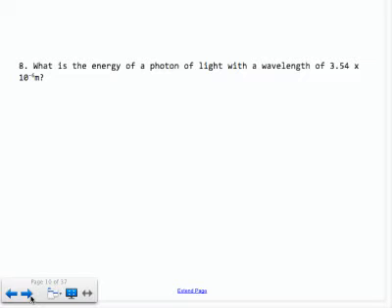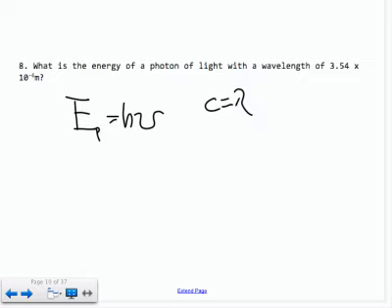What is the energy of a photon of light with a wavelength of 3.54 times 10 to the negative 6th meters? Well, the first thing you need is the formula to find the energy of a photon, which is E photon, and that is equal to Planck's constant times frequency. But we don't have the frequency in this case, we have the wavelength. So we need to use the wavelength to find the frequency. Using the formula, the speed of light is equal to the wavelength times the frequency.